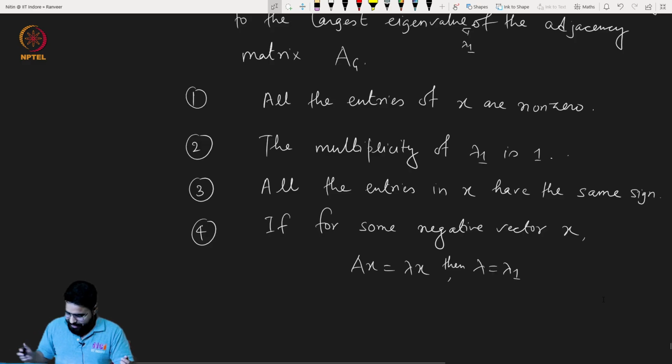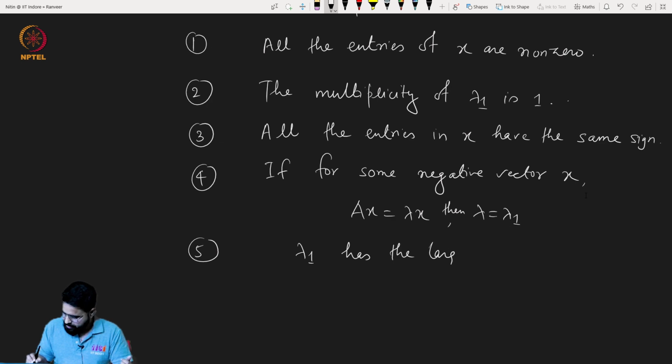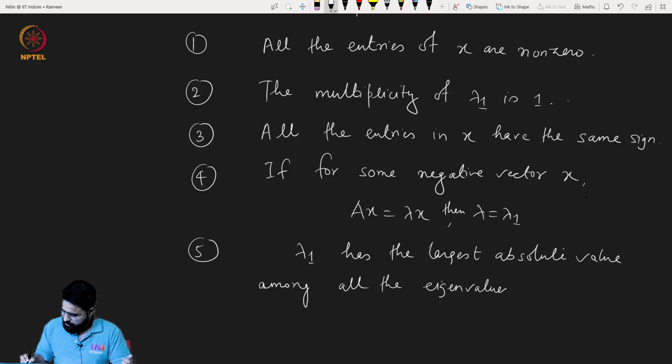And the last statement is about the largest eigenvalue. Let me state this as follows: lambda 1 has the largest absolute value among all the eigenvalues of A_G.